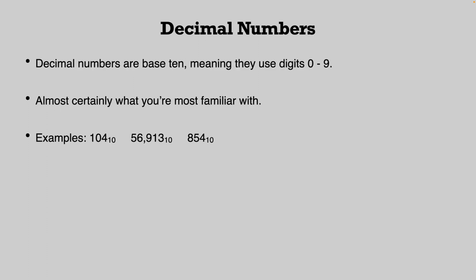So first is decimal numbers, and decimal numbers are base 10, meaning they use digits 0 through 9. And these are probably what you're most familiar with. If you're looking at the examples, the smaller 10 to the side represents the base, so that it's base 10, and you'll see that with these other numbers too, and that'll be important to know when we're converting between them.